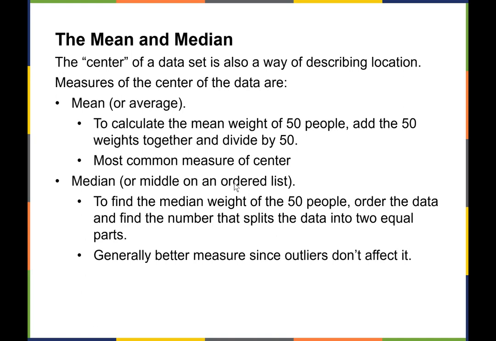And the median we've already talked about, but let's re-hit that again. This is going to be the middle number on the ordered list. If you wanted to find the median weight of 50 people, you'd put the data in order and find the number in the middle. Generally, the median is a better measure of the center since outliers don't affect it as much as they affect the mean.